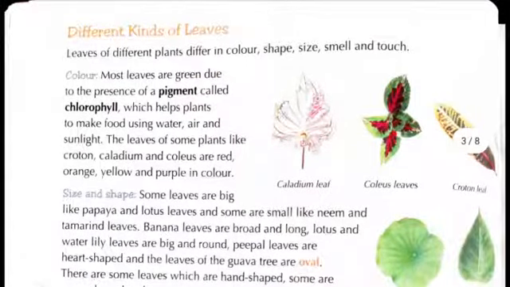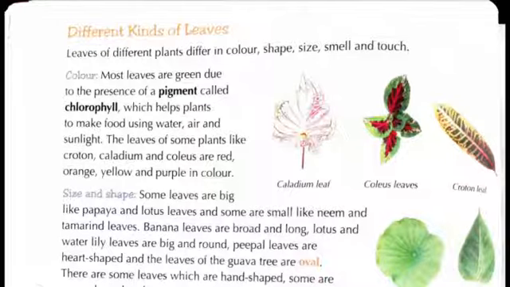Leaves of different plants differ in color, shape, size, smell and touch. Now let's start with color. Most leaves are green due to the presence of a pigment called chlorophyll, which helps plants to make food using water, air, and sunlight. The leaves of some plants like croton, caladium, and coleus are red, orange, yellow, and purple in color.